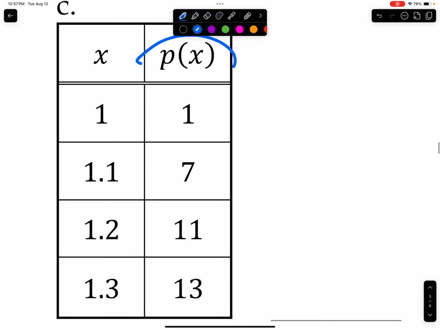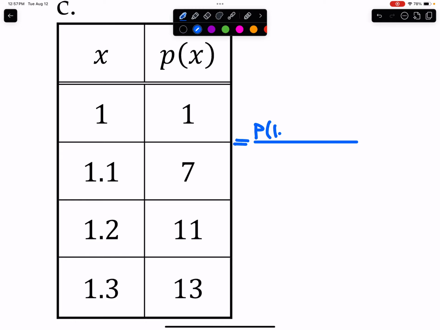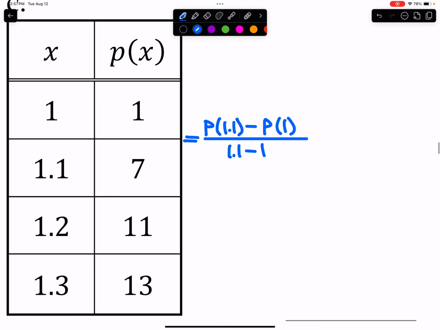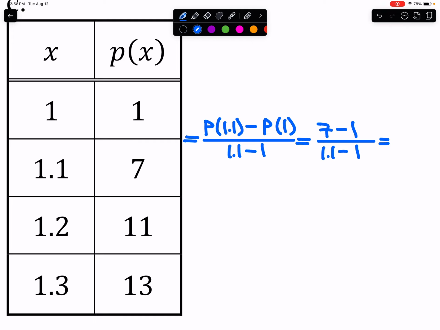Okay, so now we're working with P of X. With P of X, we're going to do P of 1.1 minus P of 1, and that's going to be over 1.1 minus 1. So we are working with 7 minus 1 over 1.1 minus 1. In that case, I believe that's going to be 60 if I'm doing my mental math correct. But of course, I'm always going to double check myself. And it is. Yay.